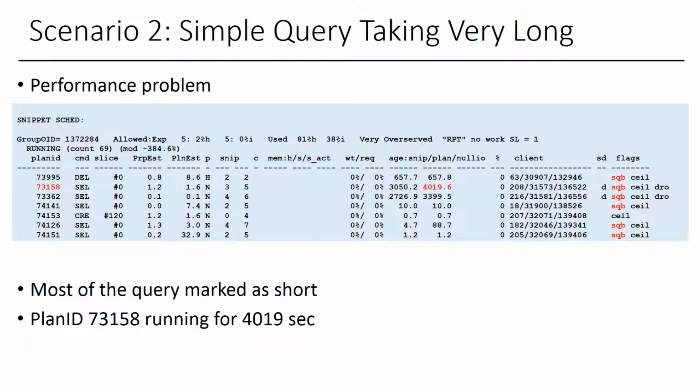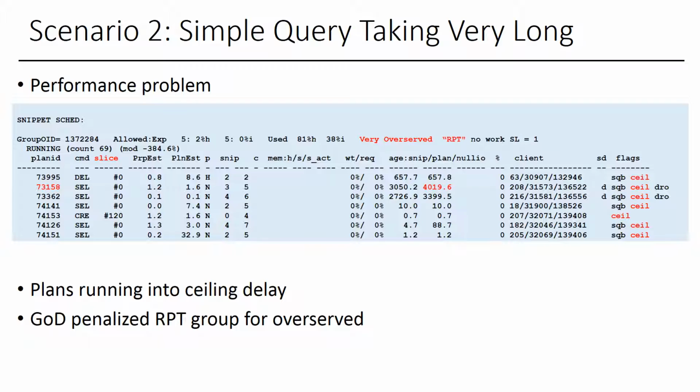In the snippet sketch section, most of these plans are marked with the SQB flag, which means these are short queries and supposed to finish under 2 seconds. However, take a look at plan ID 73158. It's running for 4019 seconds. The flag column shows another flag, named silly, for all running plans in that group, which means the plans are in ceiling delay. From the flag value, we can say all these plans in the RPT group reached the maximum configured resource.